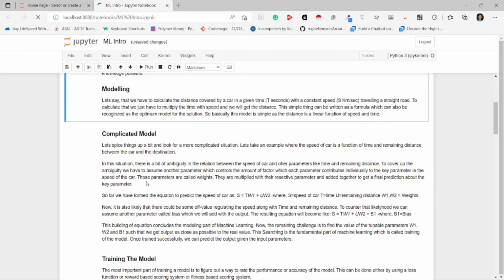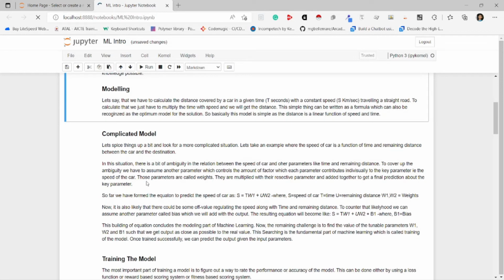Those parameters are called weights. They are multiplied with the respective parameters and added together to get a final prediction about the key parameter. So far we have formed the equation to predict the speed of the car as S = T*W1 + U*W2, where the speed of the car is S, time is T, and remaining distance is U. W1 and W2 are weights.